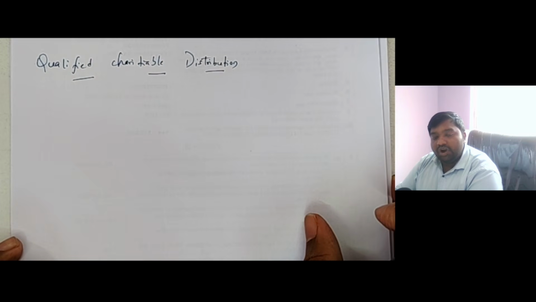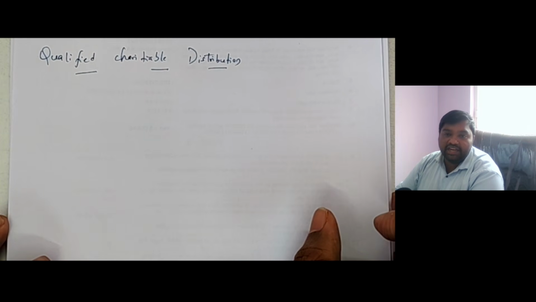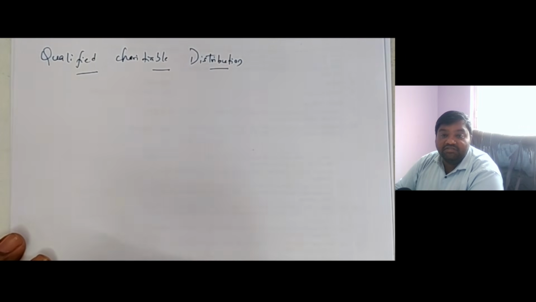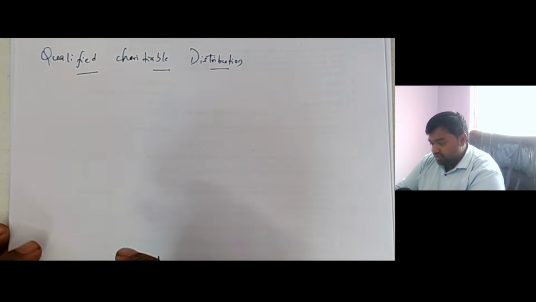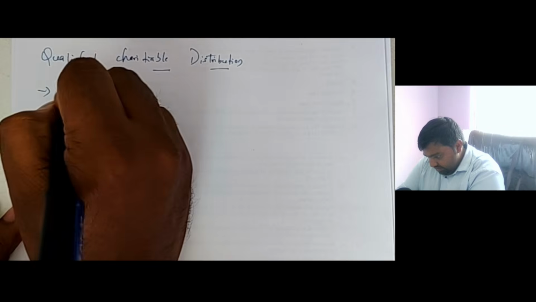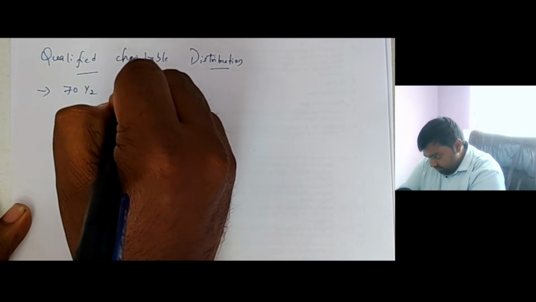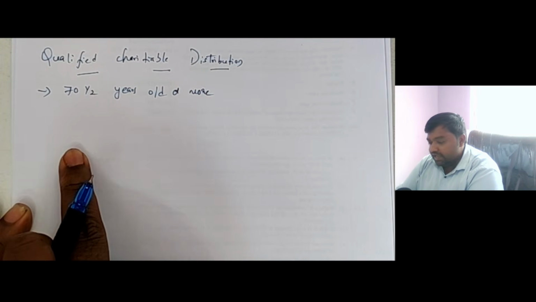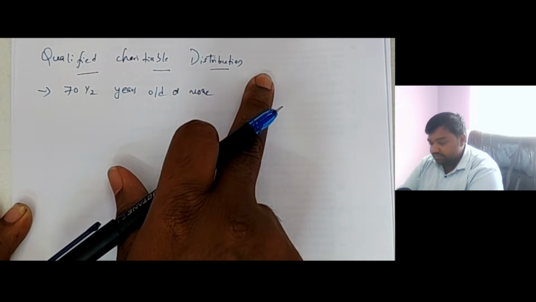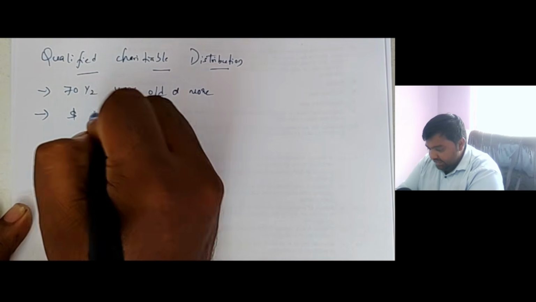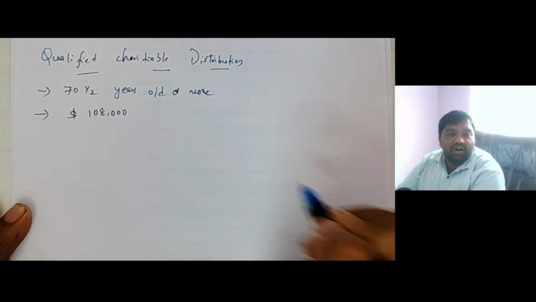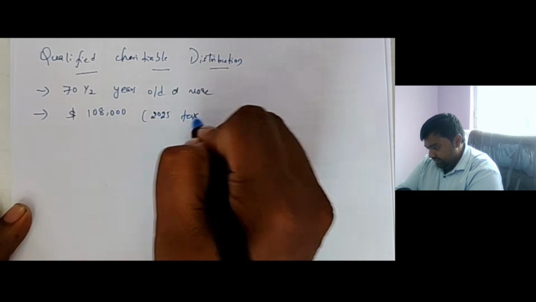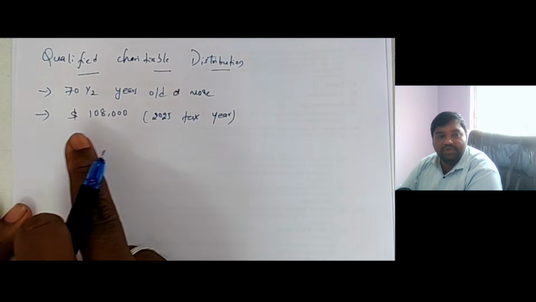Then whatever distribution you are making from the traditional IRA, it is not added to your income. It is exempt fully. To get the exemption, there are some conditions that should be satisfied. First thing is you should be 70.5 years old or more. Okay, then only you can make qualified charitable distribution. Second condition is the annual limit is 108,000 US dollars. This is for your 2025 tax year. You can't distribute more than this.